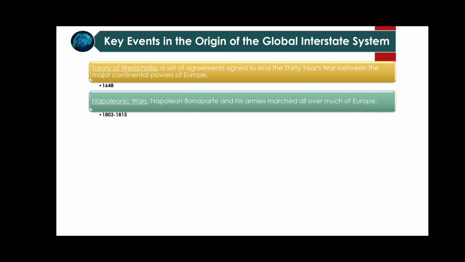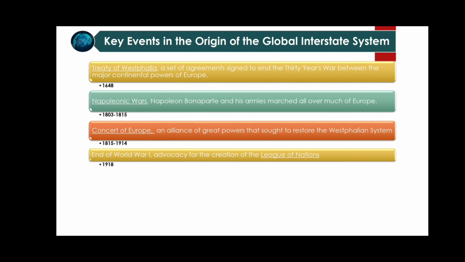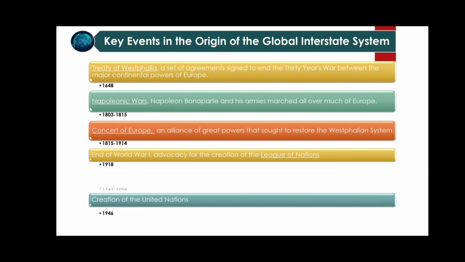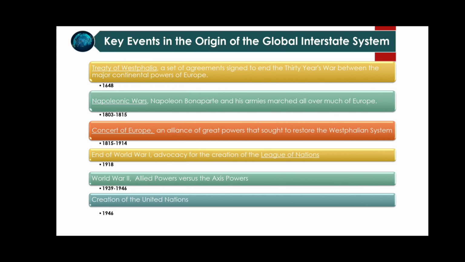The key events in the origin of the global interstate system. In 1648, the Treaty of Westphalia, a set of agreements signed to end the Thirty Years' War between the major continental powers of Europe. In 1803 to 1815, the Napoleonic Wars, when Napoleon Bonaparte and his armies marched all over much of Europe. The Concert of Europe, an alliance of great powers that sought to restore the Westphalian system, from 1815 to 1914. The end of World War I, with advocacy for the creation of the League of Nations in 1918. World War II, the Allied powers versus the Axis powers, 1939 to 1946. The creation of the United Nations, 1946.